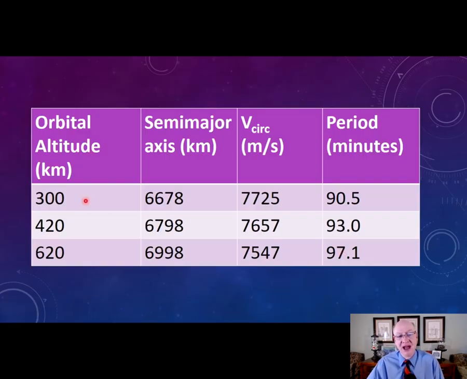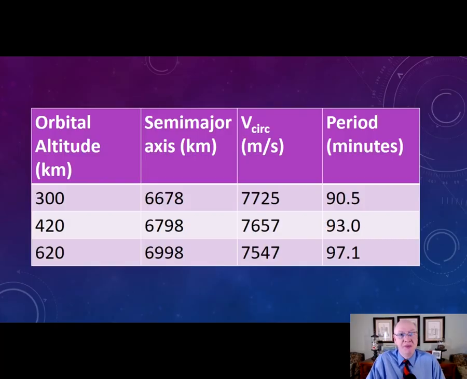So you will notice that Alpha at an altitude of 300 kilometers, its circular orbit velocity is 7,725 meters per second. Up at the higher altitude of 420 kilometers, Beta, its velocity is only 7,657 meters per second. You'll notice their orbital periods over there on the right-hand side. At the lower altitude, Alpha completes an orbit every 90.5 minutes, and Beta completes an orbit every 93 minutes.